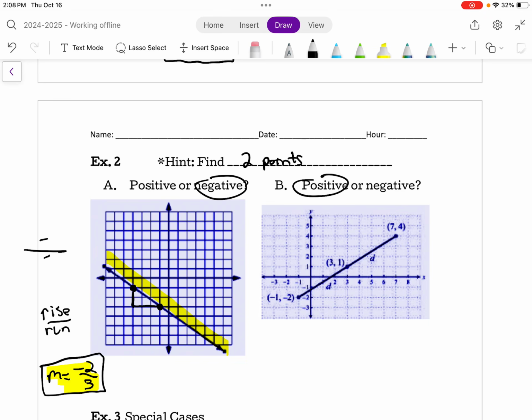Looking at this over here, it's going to be a positive slope. It's uphill. And I already have 3 points on this line. I can choose any of the 3 to work with. I'm just going to start with this one right here. I'll darken this one in. And then I'm going to go to this one up here.